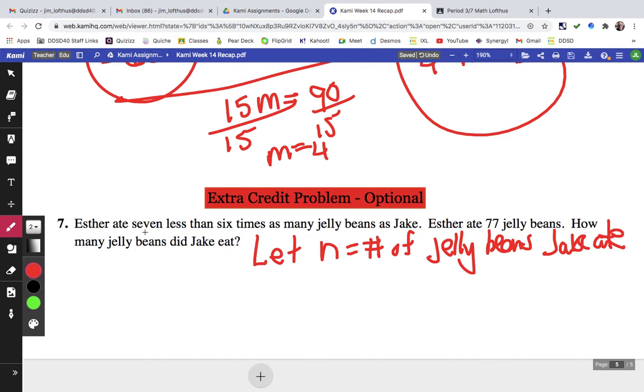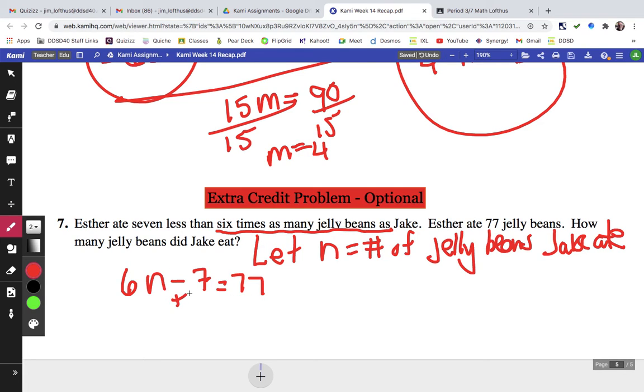And Esther ate 7 less than 6 times as many as Jake. So this is where we want to start. 6 times as many as Jake. So n, that's how many Jake ate. That is 6 times as many as Jake ate. This is 7 less than 6 times the number that Jake ate. And this amount turns out to be 77. Because we know that she ate 77, and we know this is the amount that she ate.